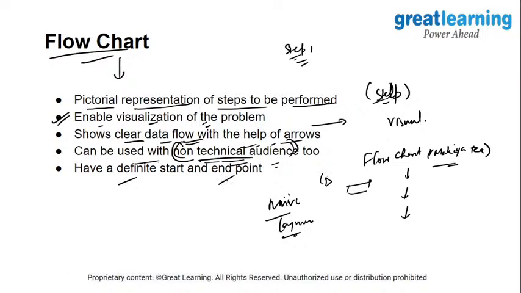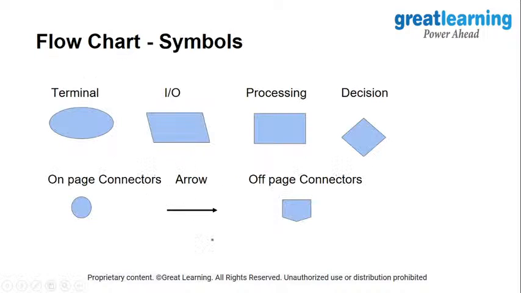It has a definite start and end point. It will have a starting point, that means you will start your process, and it will have a definite end point. So now let's see the symbols first. There will be one terminal, where we write start and end. This terminal will reflect when we are going to start and when we are going to end. Then the input and output symbols: these are the symbols that we are going to use for our input and output.